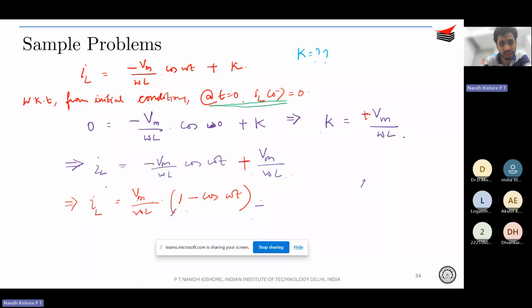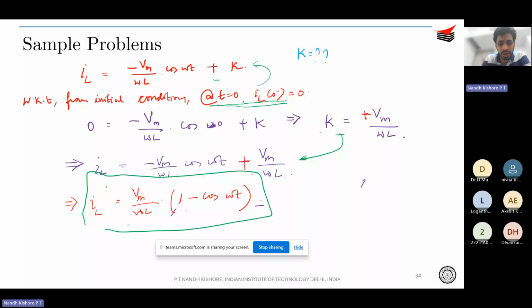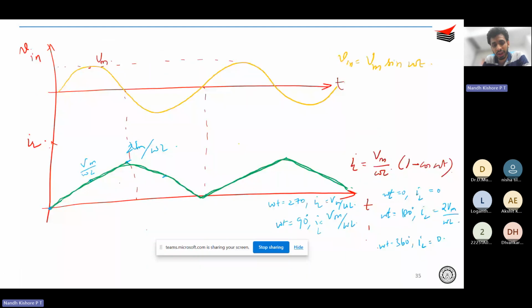Okay, so substitute this particular point in the above expression, and you get what is K. Once you get K, you plug it back in that equation and you will get the expression IL is equal to Vm by omega L into 1 minus cos omega t. Okay, so with IL known, I just plotted how IL would vary with omega t.